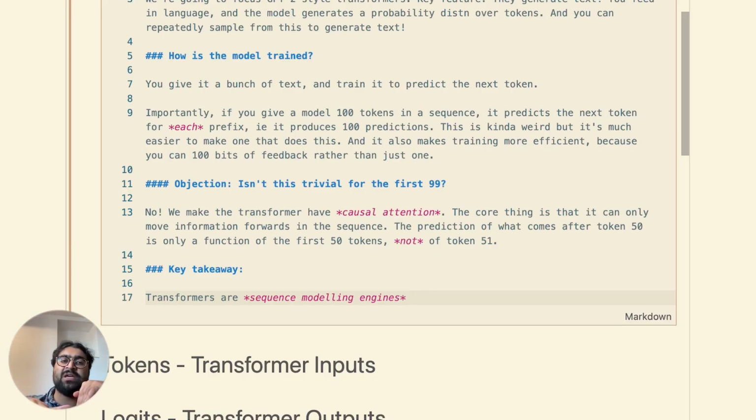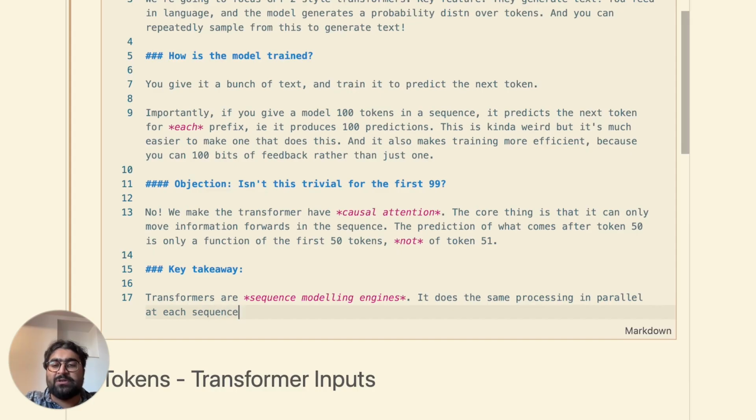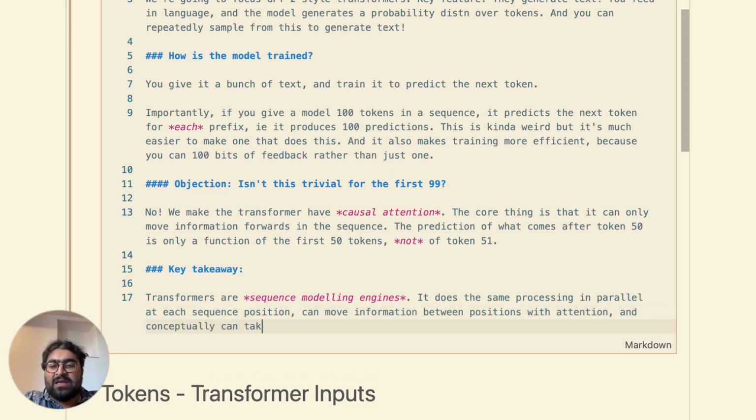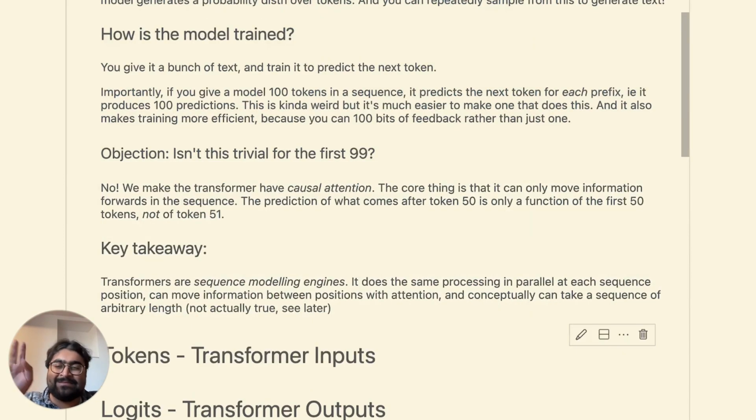But in theory, a transformer should just be able to take in a sequence of arbitrary length. Drawing that out, it does the same processing in parallel at each sequence position, can move information between positions with attention, and conceptually can take a sequence of arbitrary length, brackets not actually true, see you later, because things are messy. But yeah, that is the point of a transformer.